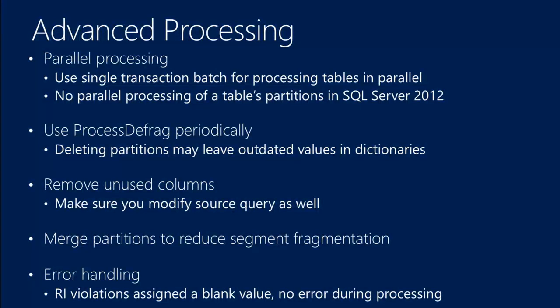So just as well, make sure they're all together, and it's in a much more optimal way. The last thing is not really related to processing, but error handling. In multidimensional, you really have to go in and define your error handling completely yourself. If there's RI violations, multidimensional by default will give you errors and stop processing. Tabular won't, because RI violations are by default assigned to a blank value. No errors during processing. And there's also no way to enforce this in Tabular model.